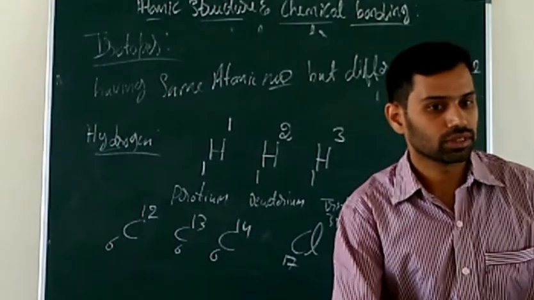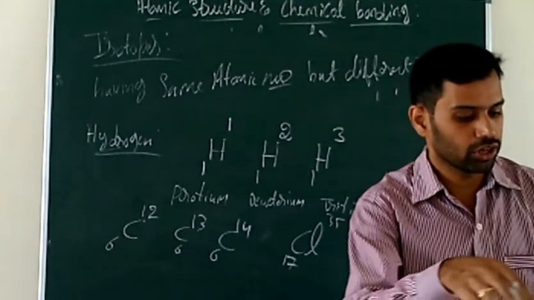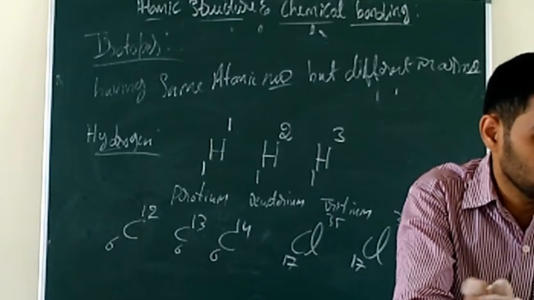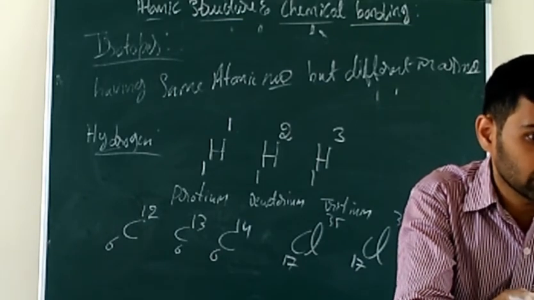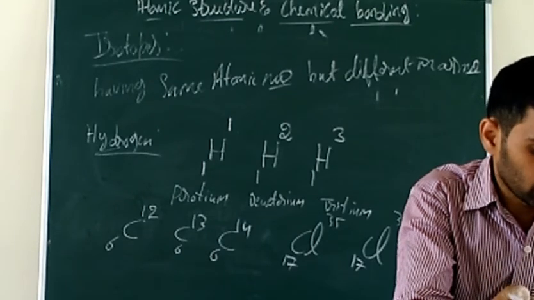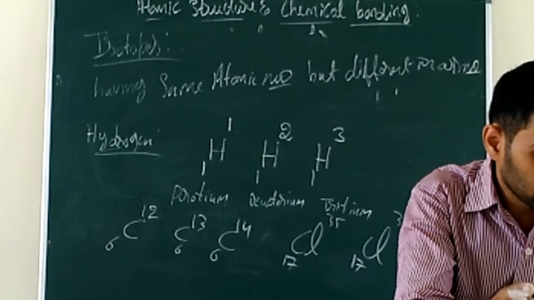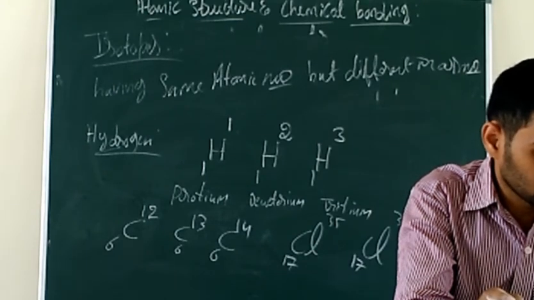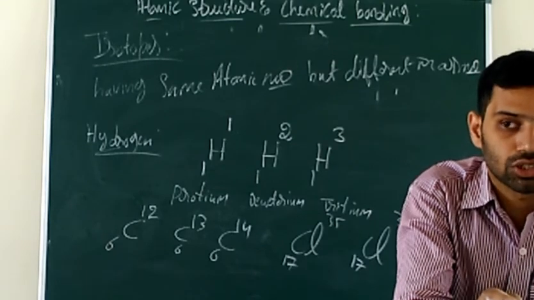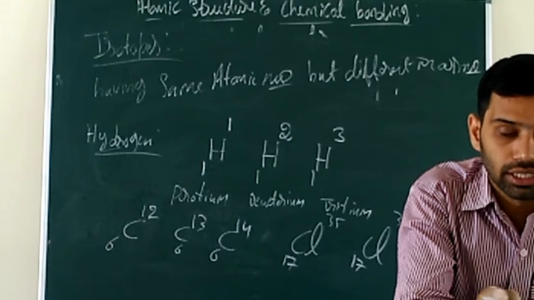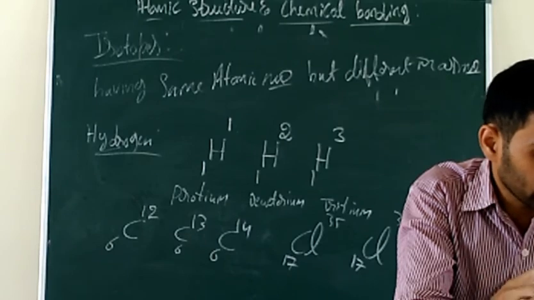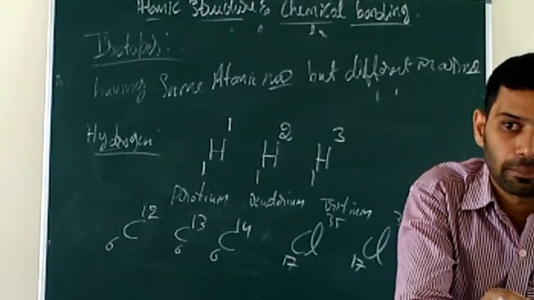Isotopes of cobalt are used in radiotherapy for the treatment of cancer. That is a use of the isotopes of cobalt. Isotopes of carbon are used for determining the age of historical and geological material.